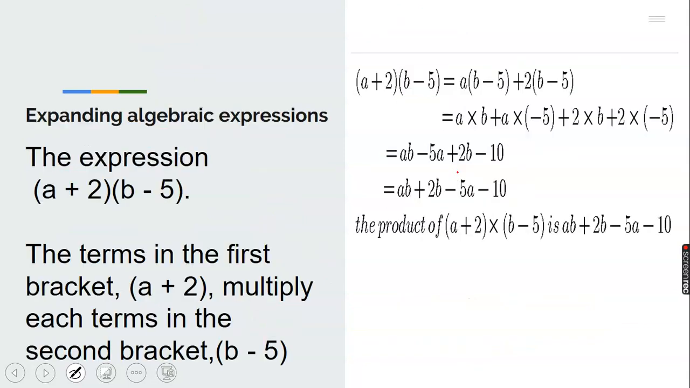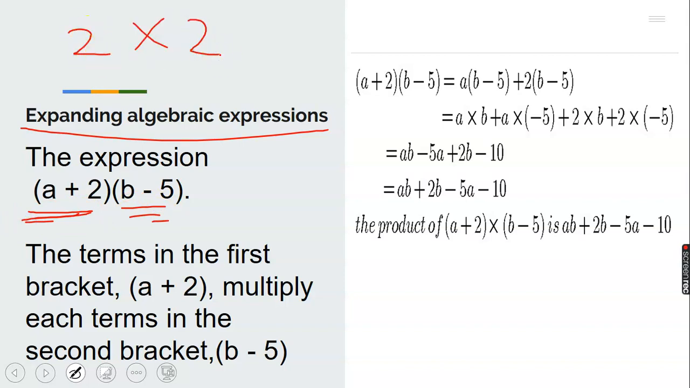Now, expanding algebraic expressions: how to expand a bracket. When you expand, it means you use this bracket to multiply this bracket, just like saying 2 times 2 or 2 times 3. Now, how do we do that? We use this bracket to multiply this bracket.